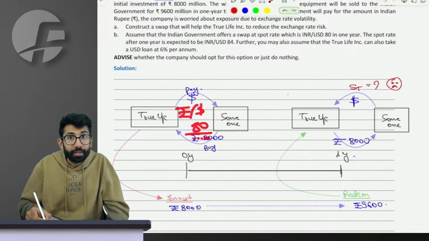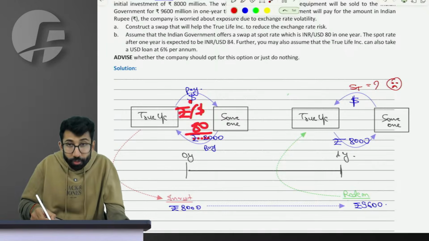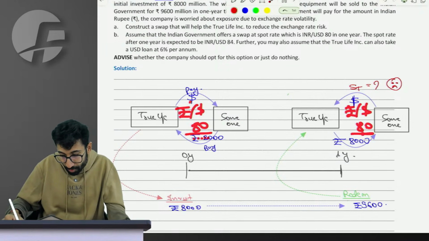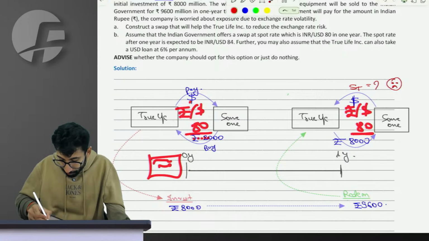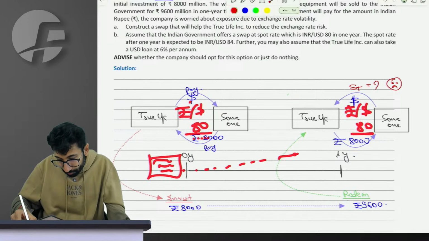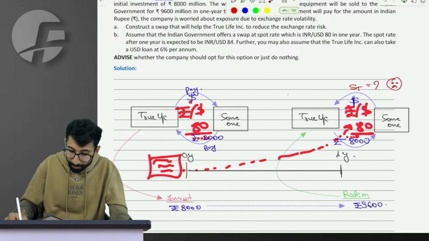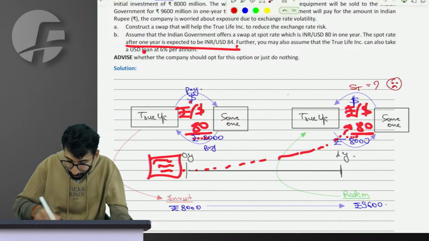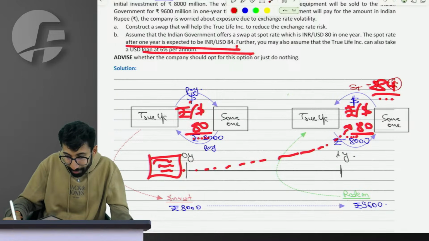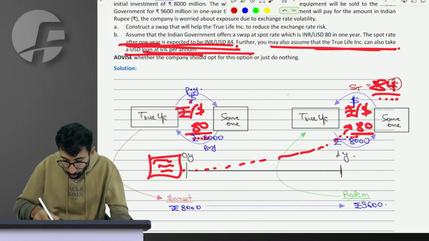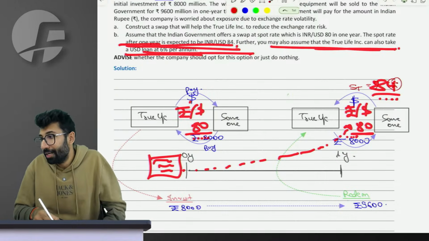Using this spot rate, people, at this spot rate, the Indian government agreed to enter into a swap, that is, let's enter into an agreement today that even after a year you will be able to sell that rupee at the rate of 80. Correct? And we are expecting that ST will be 84. Should we accept the offer by Indian government?